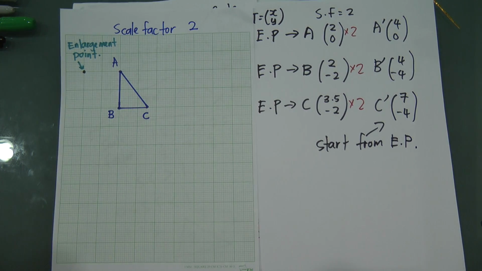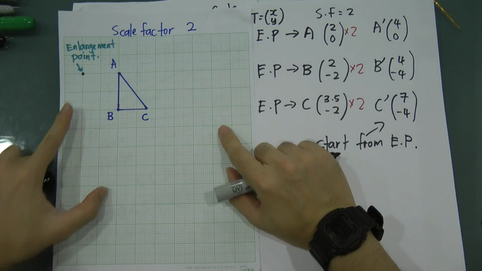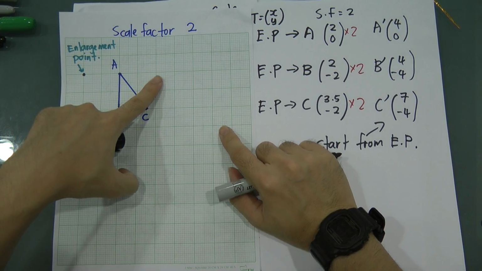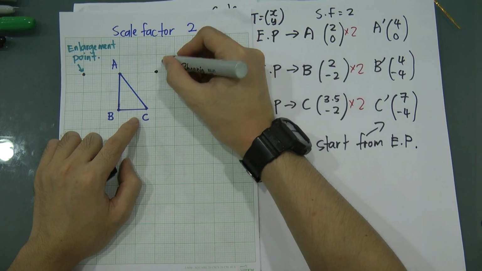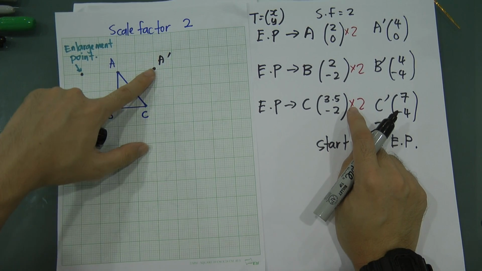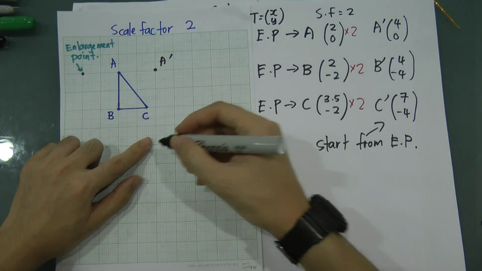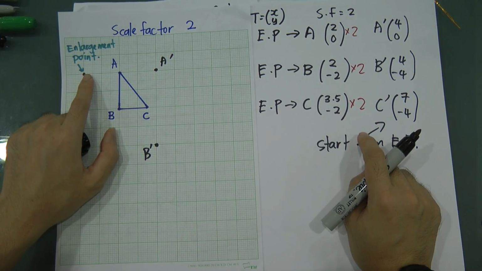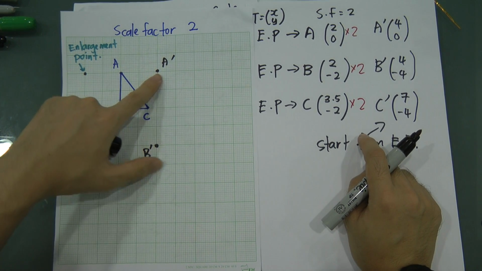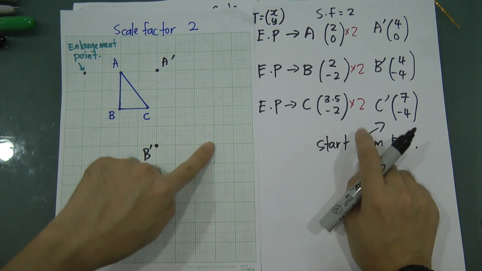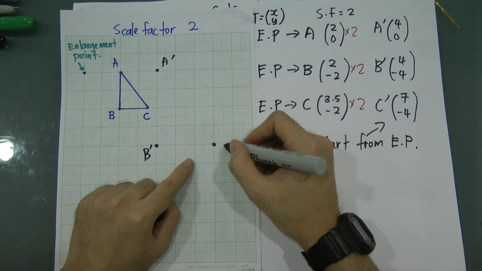Alright, so I'm going to show you how this can happen. If I got 4, 0, then I'm going to calculate from here. 4, 0 means moving to the right-hand side 4 units. 1, 2, 3, 4. So this one will be my A image. And then my B will be 4, -4. 1, 2, 3, 4, down 1, 2, 3, 4. This one will be my B. And then my C will be 7, -4 from the center point. So 1, 2, 3, 4, 5, 6, 7, and -4 will be 1, 2, 3, 4. It will be here. This is my C.